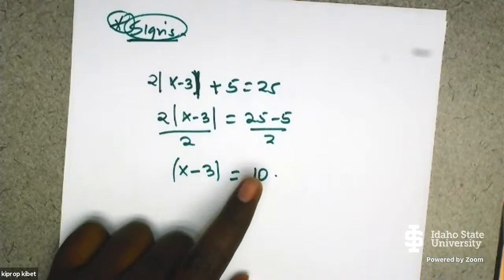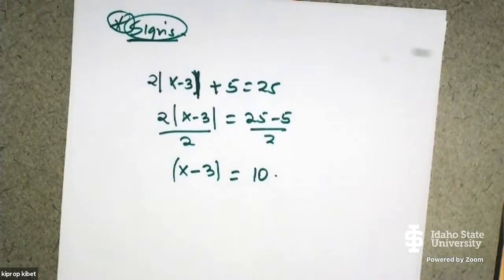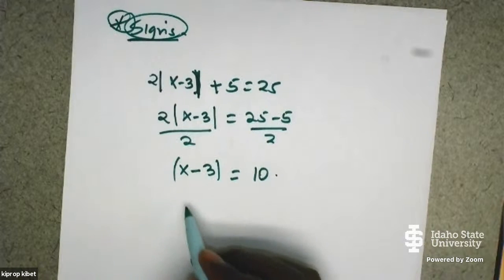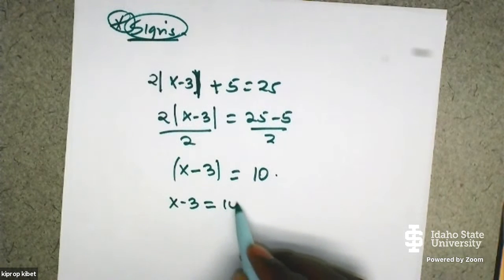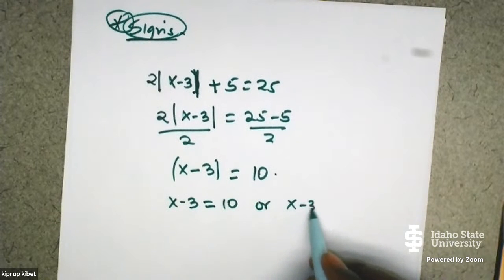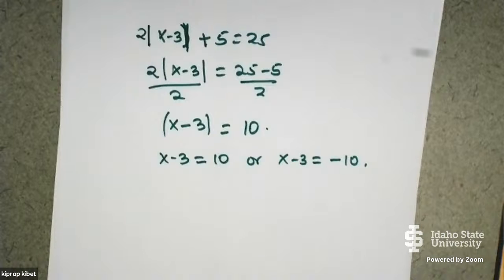There is no solution. If this is negative, then there is no solution. The absolute value is not negative. So in this case, this can be x minus 3 equals 10, or x minus 3 equals minus 10. So you get the values of x. Is that clear? Are we together?